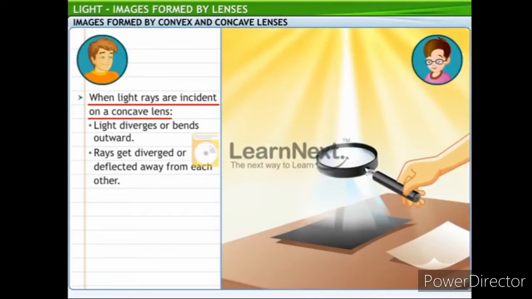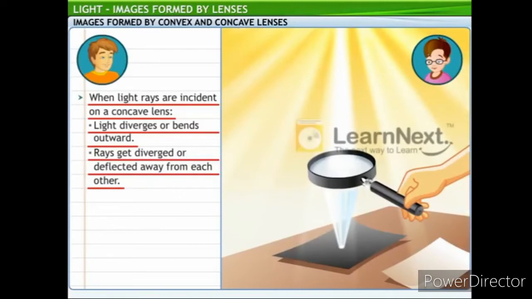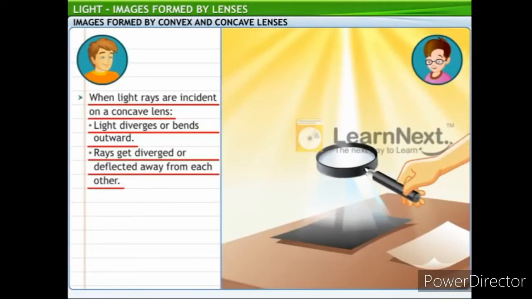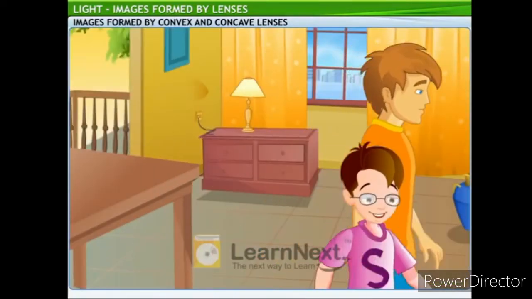However, in a concave lens, light diverges or bends outward. Therefore, the rays of the sun that are incident on a concave lens get diverged or deflected away from each other after passing through the lens. They do not focus on a single point, unlike in a convex lens. This phenomenon is called divergence. Hence, a concave lens is also called a diverging lens. Come, I will show you how it works.